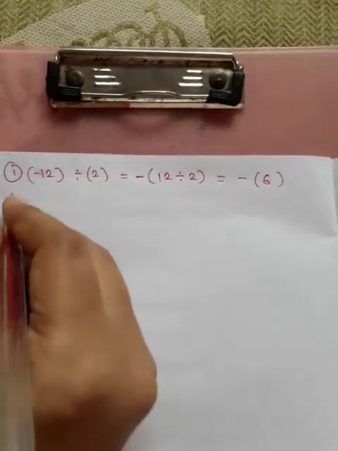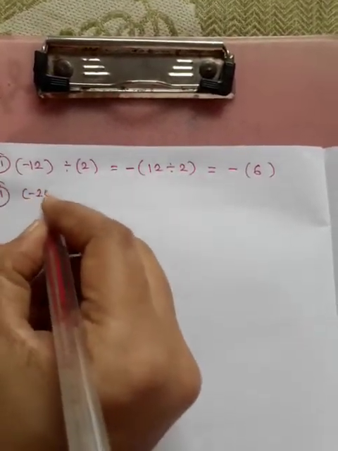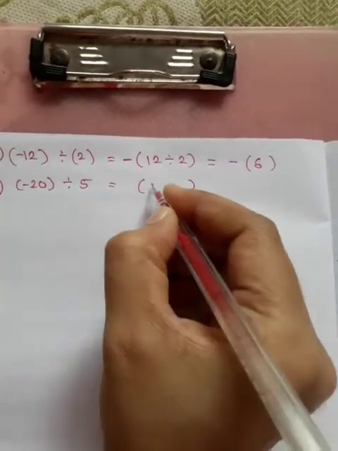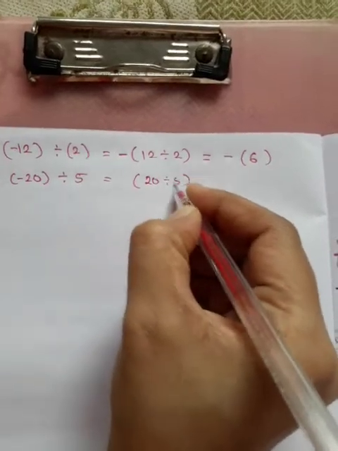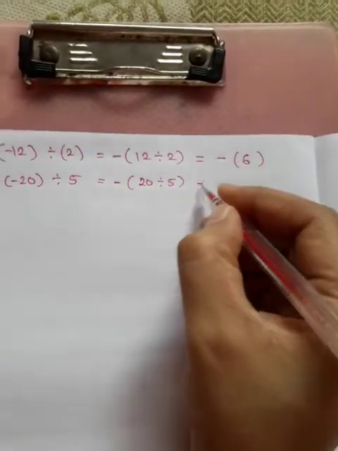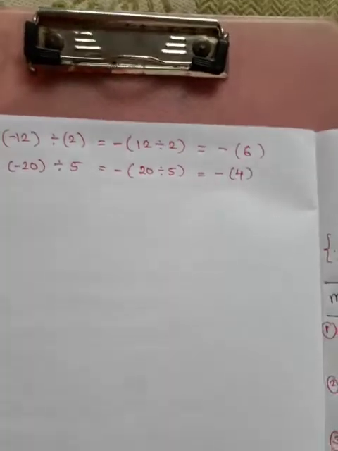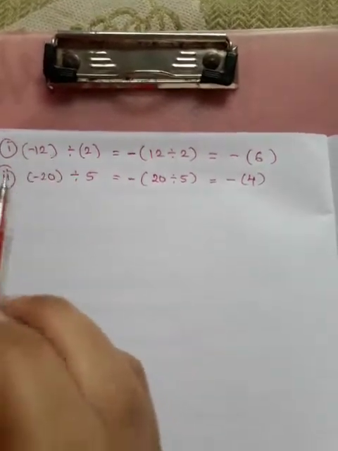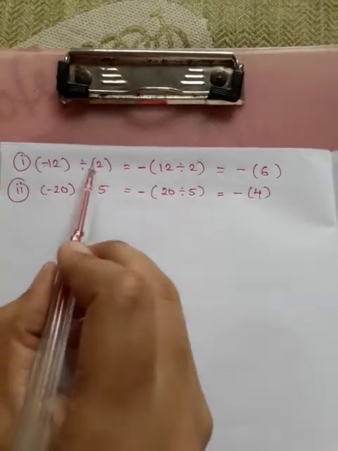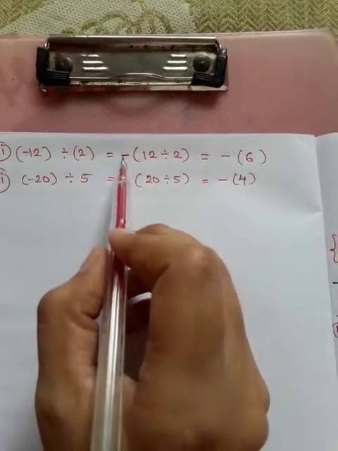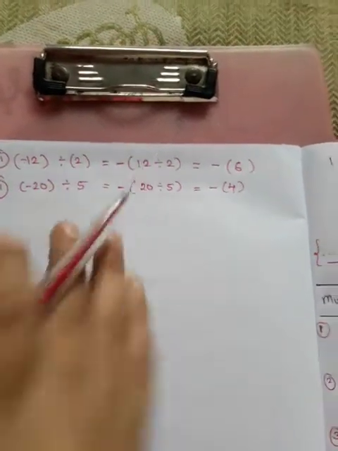The second statement is minus 20 upon 5. Divide them as whole numbers first of all and take the minus sign outside. So we get 20 upon 5 is 4. So we have got these two statements. When we divide a negative integer by a positive, first divide them as whole numbers and take the negative sign outside.